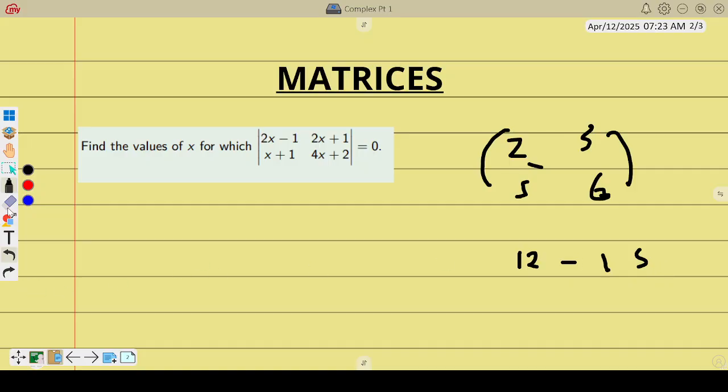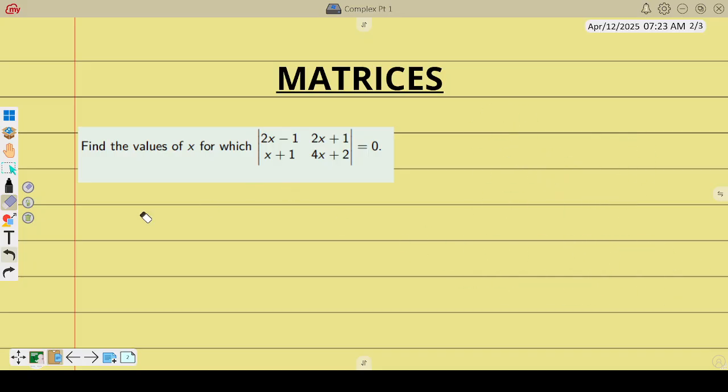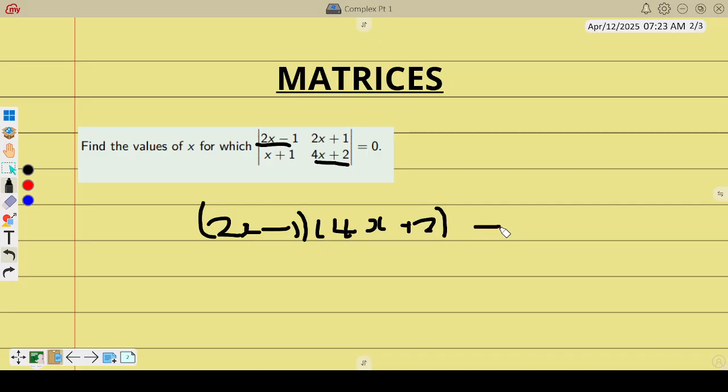Yeah, so these modular bars, they mean the determinant. So here it simply means we'll multiply this by that. So we'll say 2x minus 1 will multiply 4x plus 2, minus, we can start with here x plus 1 will multiply 2x plus 1. And then you go on to simplify 2x times 4x, you get 8x squared.